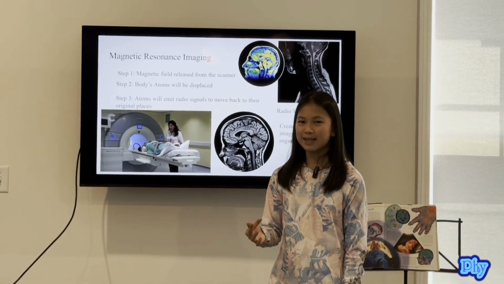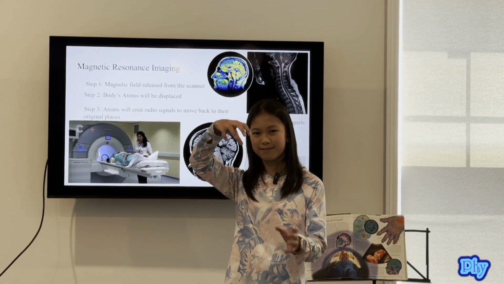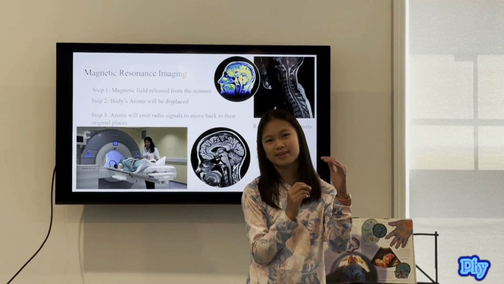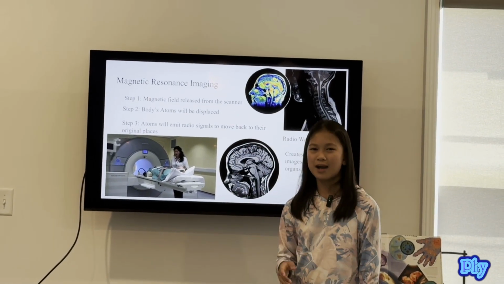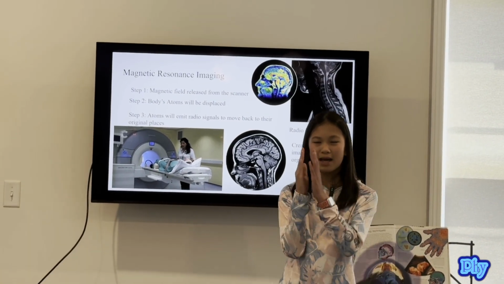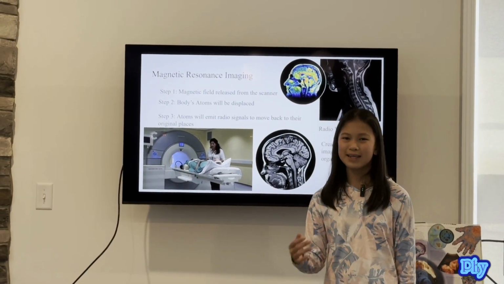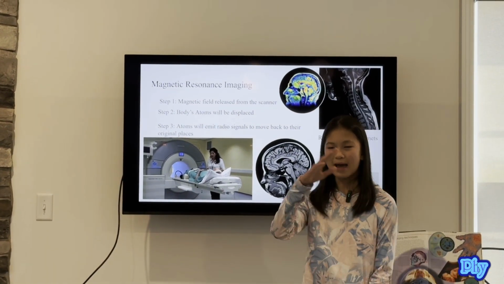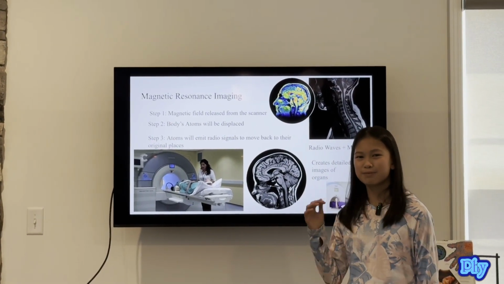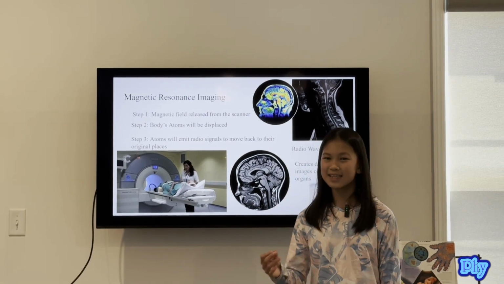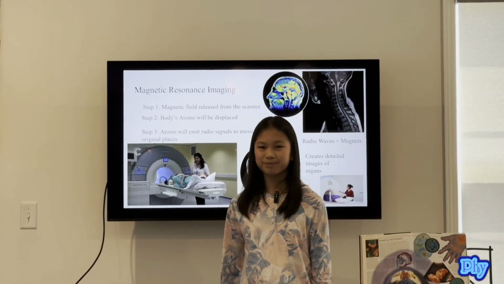After that, our body's atoms will be out of line because these magnetic fields will hit, so our body's atoms will move back and forth. But in order for our atoms to be aligned again and in their original position, they have to release radio waves in order to go back to the original position. So a radio wave sensor that's put on the machine will sense this, and we will get an MRI scan.